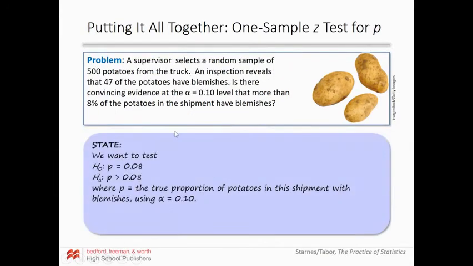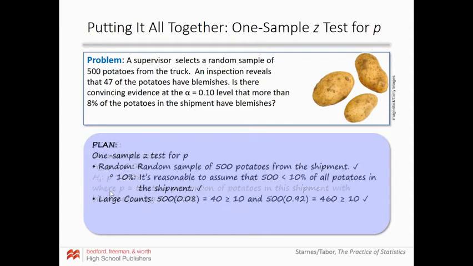Well, first things first, we have to do our state. State our null hypothesis, p is equal to 0.08. Our alternative hypothesis is p is greater than 0.08. And then state what the parameter is, which is p, the true proportion of potatoes in the shipment with blemishes, and we're using an alpha level of 0.1. For the plan, we name the test, a one sample z test for p, and then our three conditions.